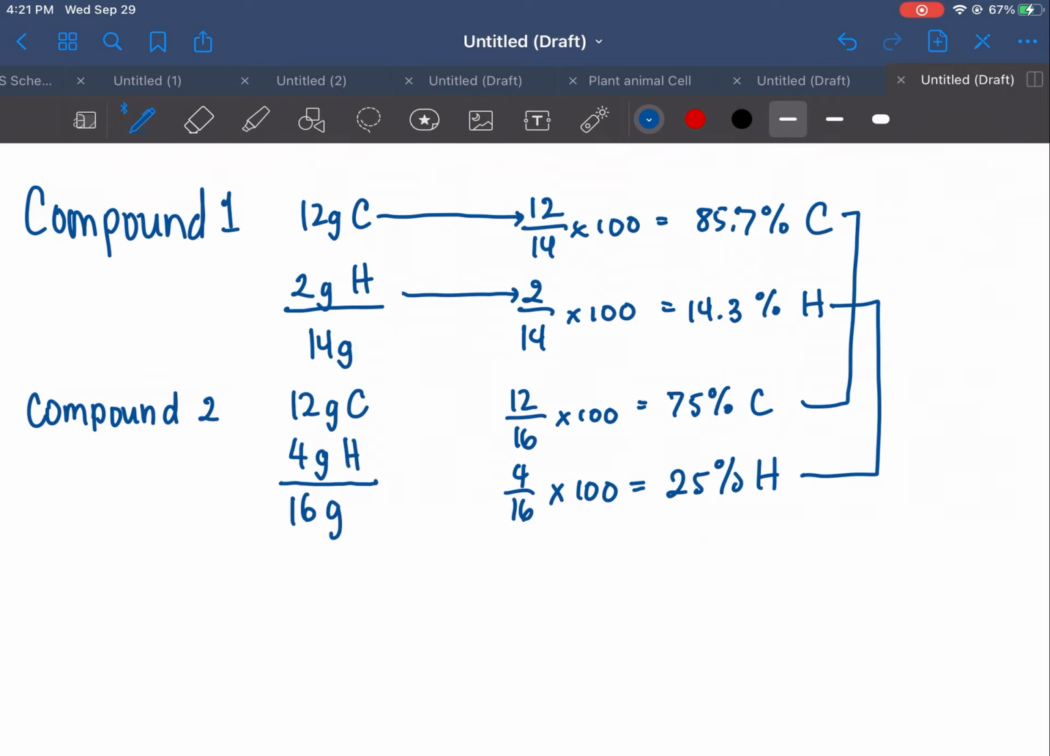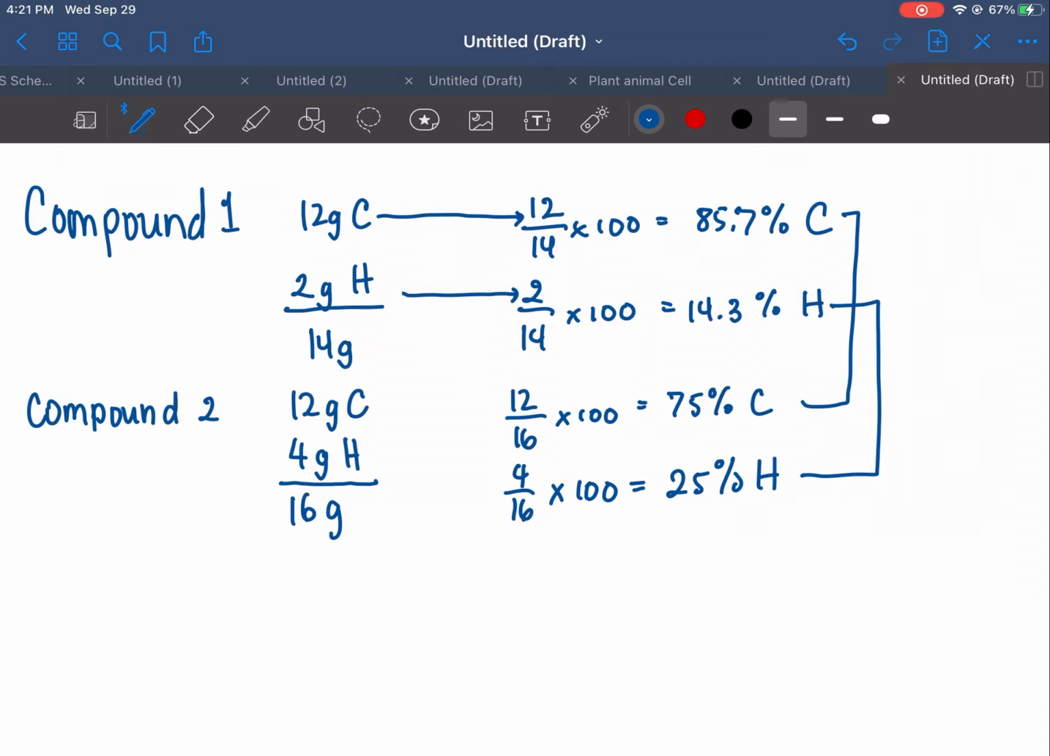However, there is another law that you need to know, and that would be the law of multiple proportions. So let's look at the law of multiple proportions. Let me just get this ready. My pen is acting up, but that's okay.